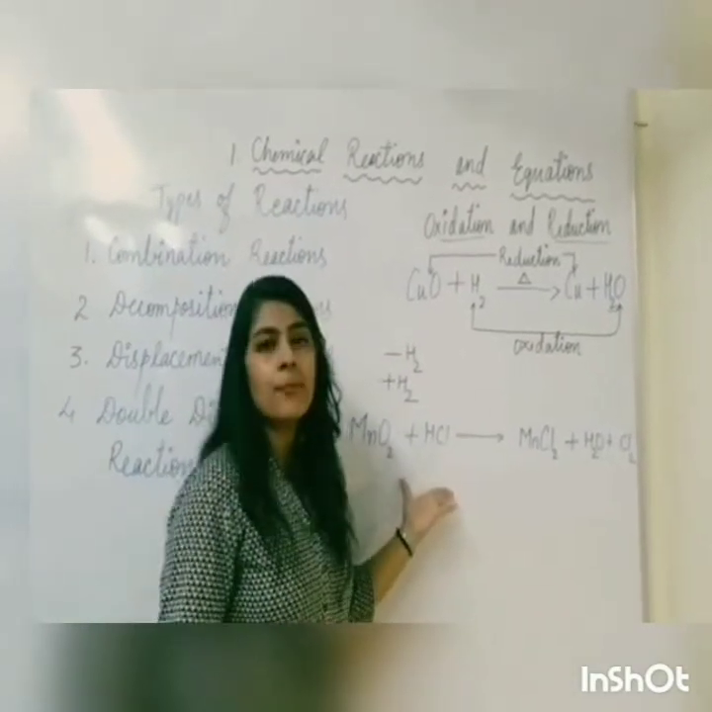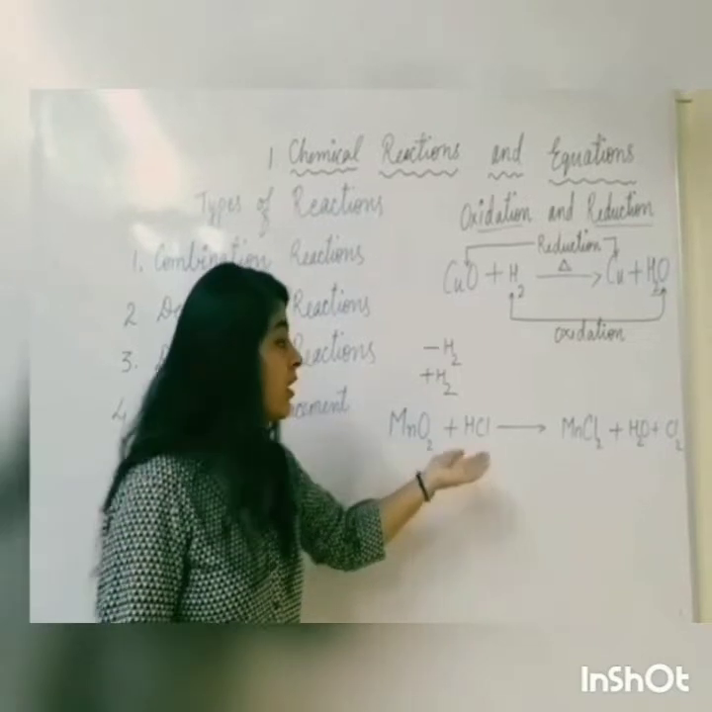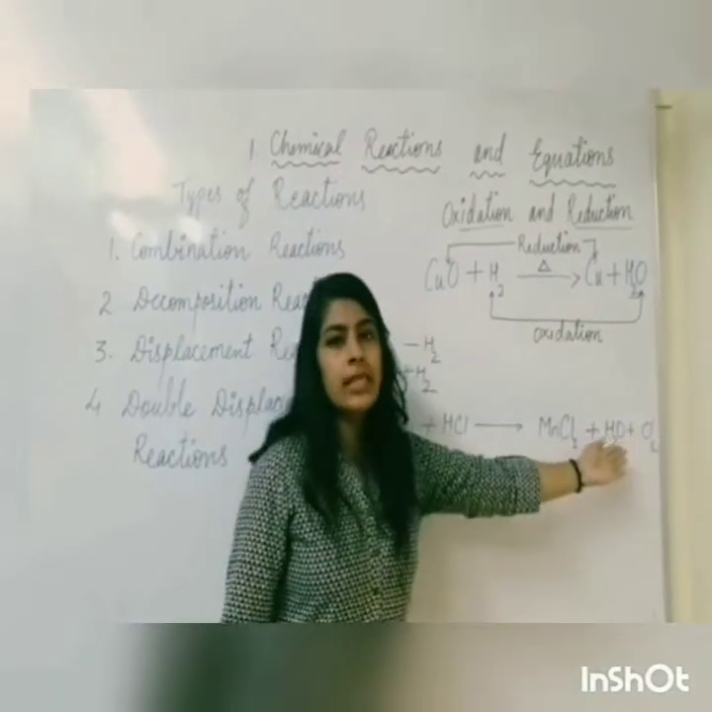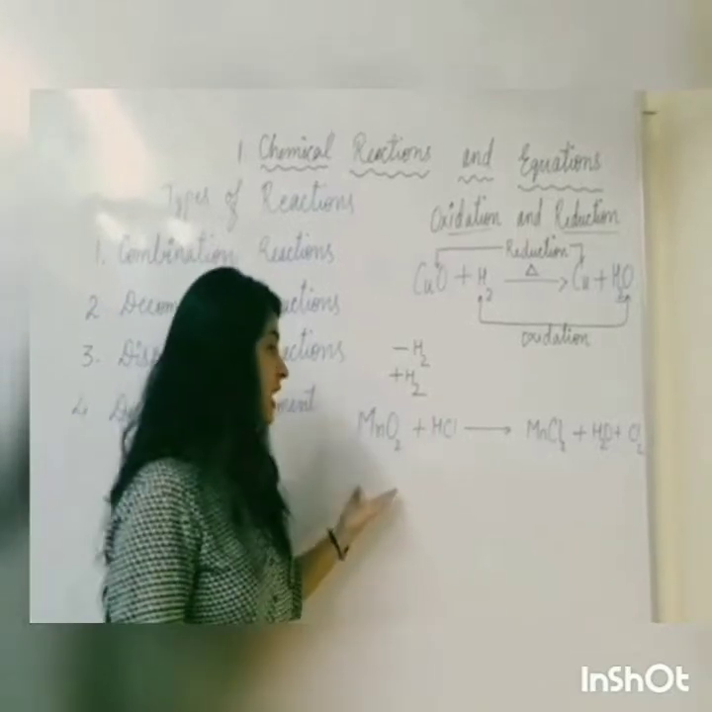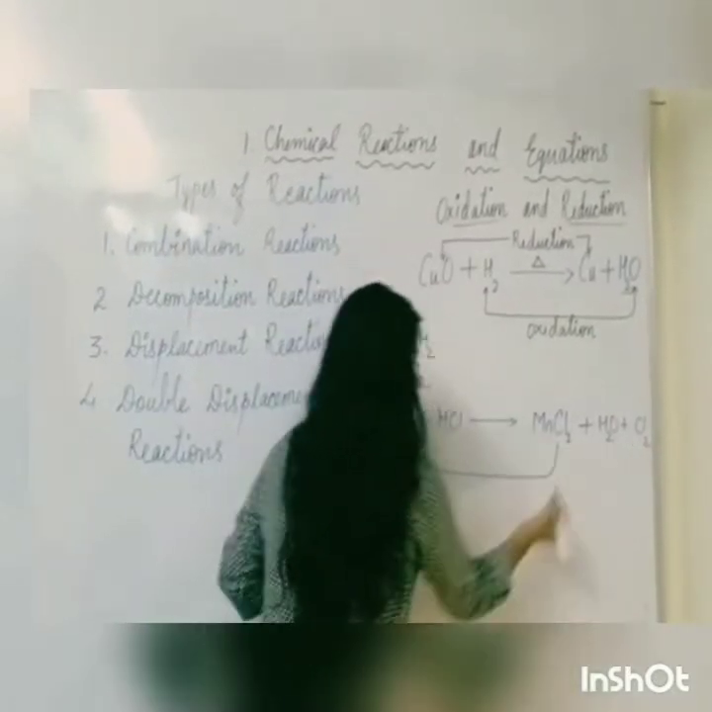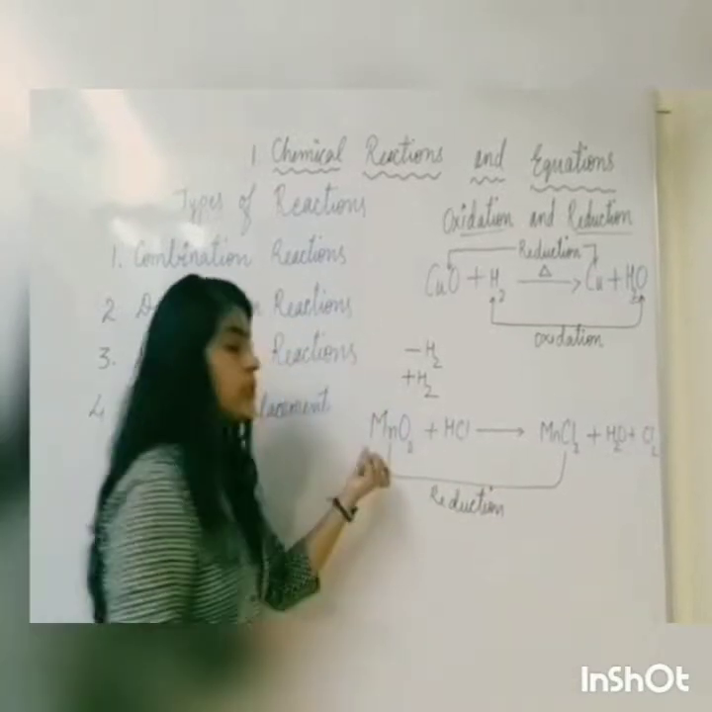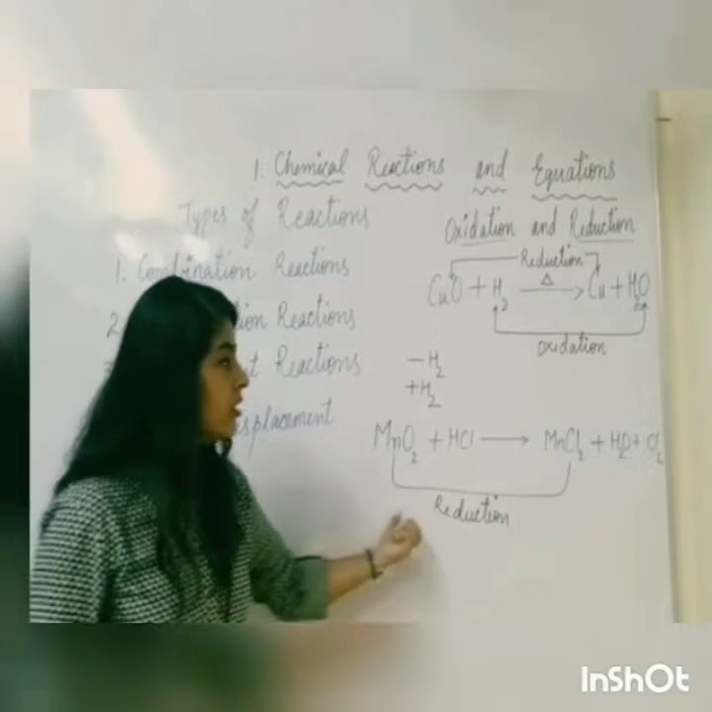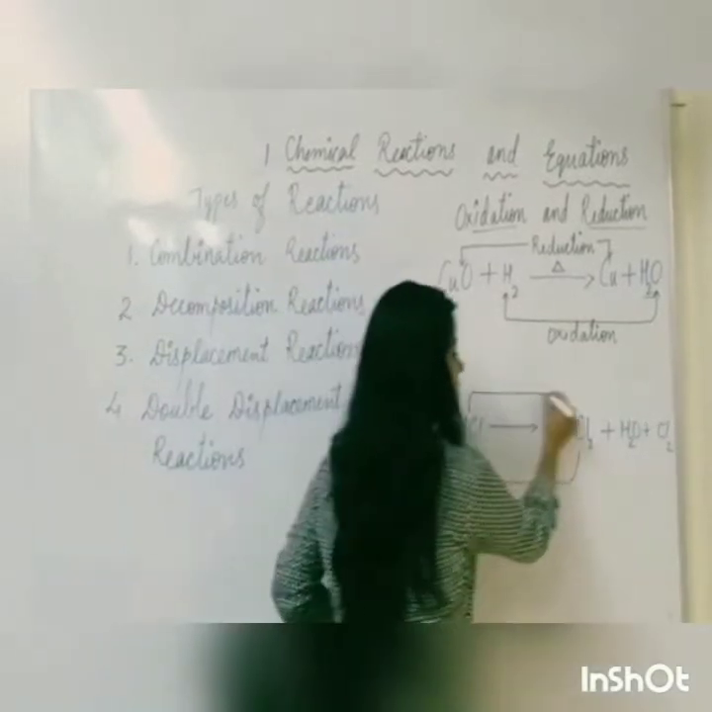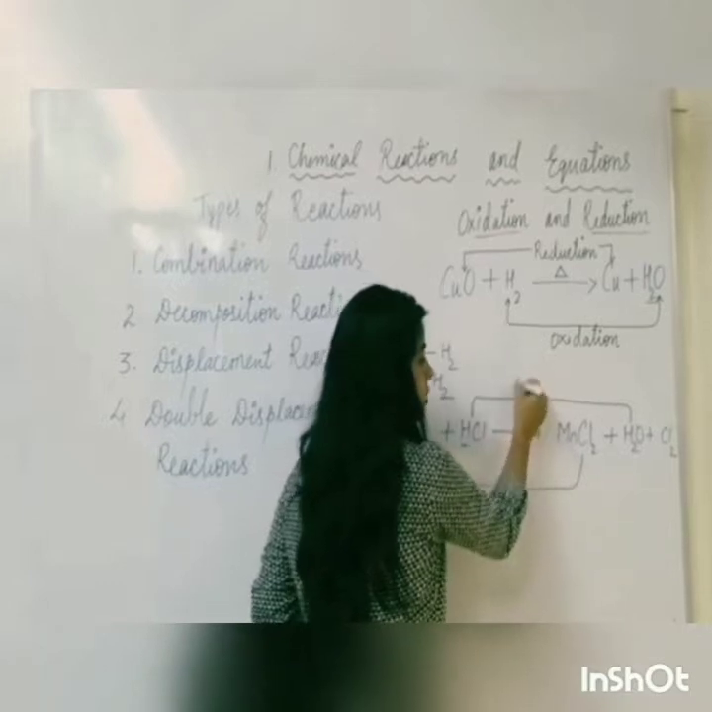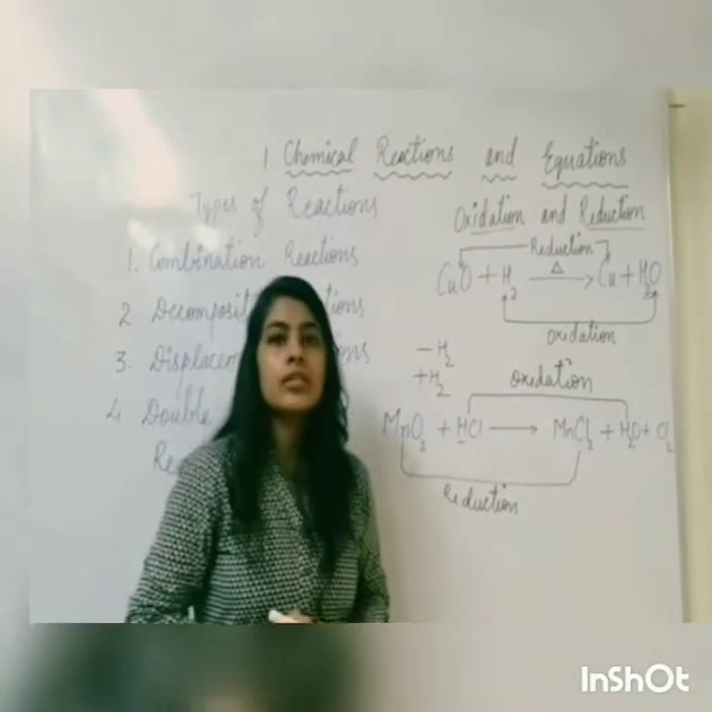I have written one more example for you. In that you can see manganese oxide is reacting with hydrochloric acid. It gives manganese chloride, water and Cl2, that is chlorine gas. In this reaction, according to our definitions of oxidation and reduction, manganese oxide is losing oxygen, so we can call this a reduction reaction. At the same time, hydrochloric acid, meaning the hydrogen in it, is losing hydrogen, and we can call this an oxidation reaction. These are oxidation and reduction reactions.